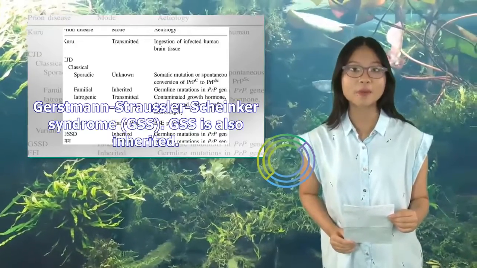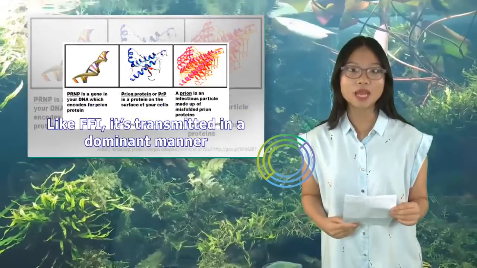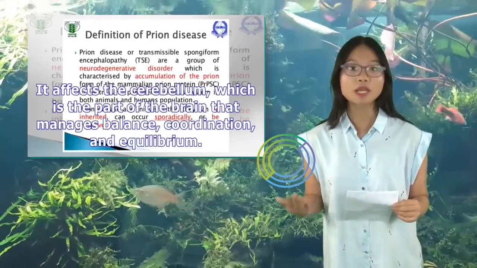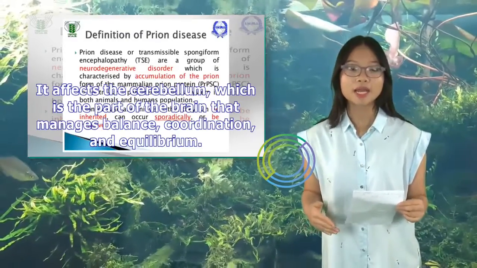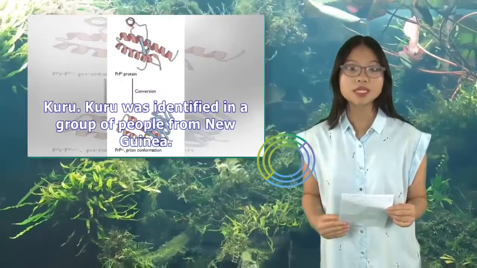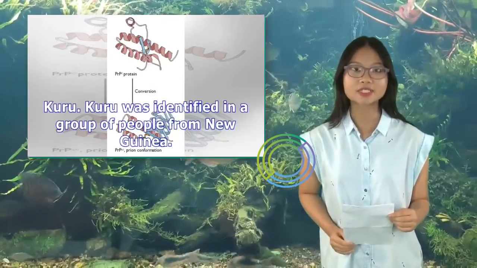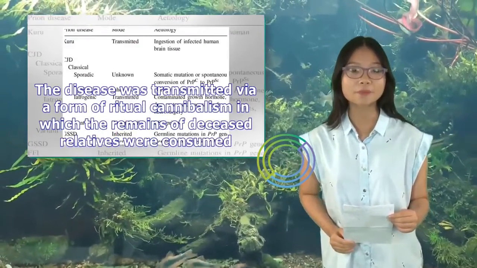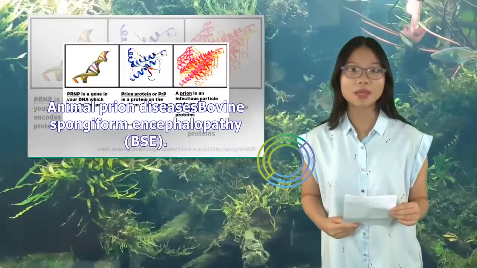Gerstmann-Straussler-Scheinker syndrome, GSS. GSS is also inherited. Like FFI, it's transmitted in a dominant manner. It affects the cerebellum, which is the part of the brain that manages balance, coordination, and equilibrium. Kuru. Kuru was identified in a group of people from New Guinea. The disease was transmitted by a form of ritual cannibalism in which the remains of deceased relatives were consumed.